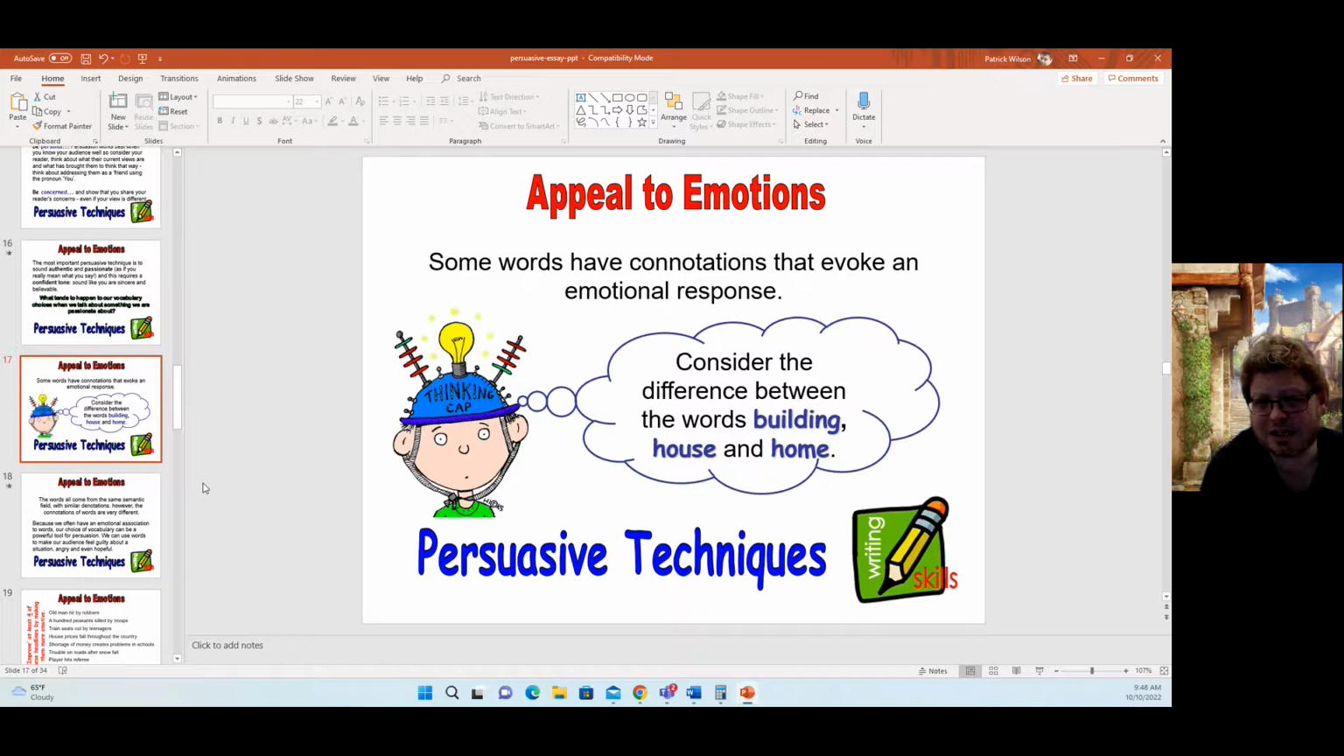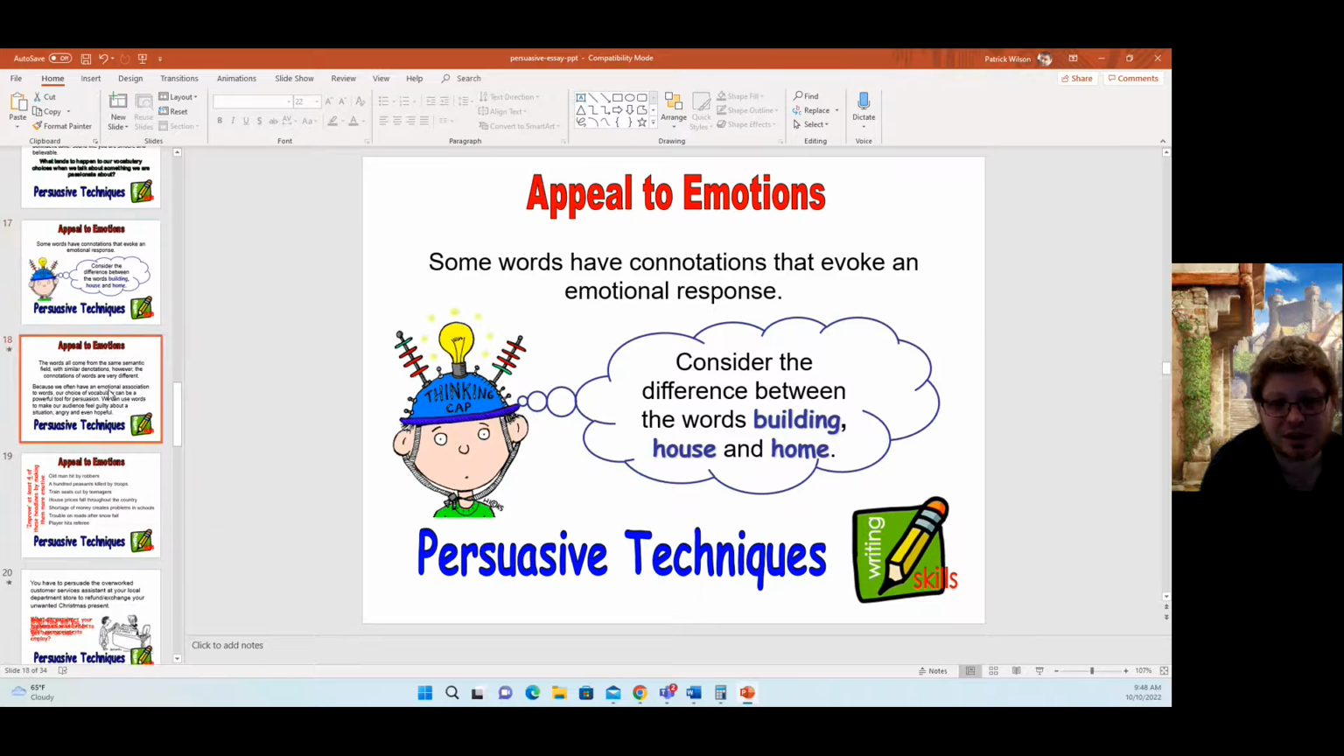Again, going back to pathos, some words have connotations that evoke an emotional response. Consider the difference between the words building, house, and home. Right? There is a difference there, house and home. Do you live in a house or do you live in a home? Do you want a job or do you want a career? See, there are different meanings to the words.